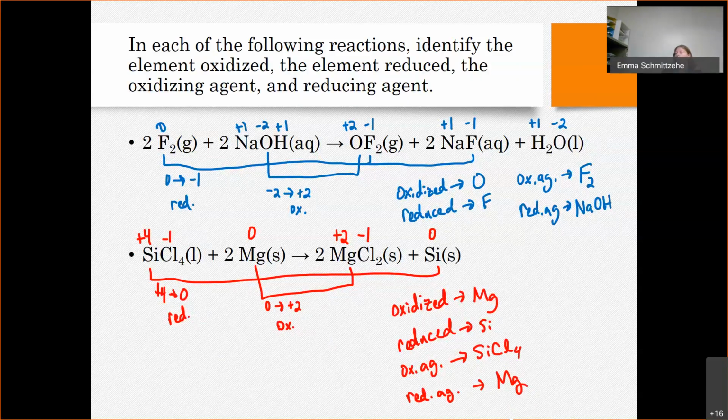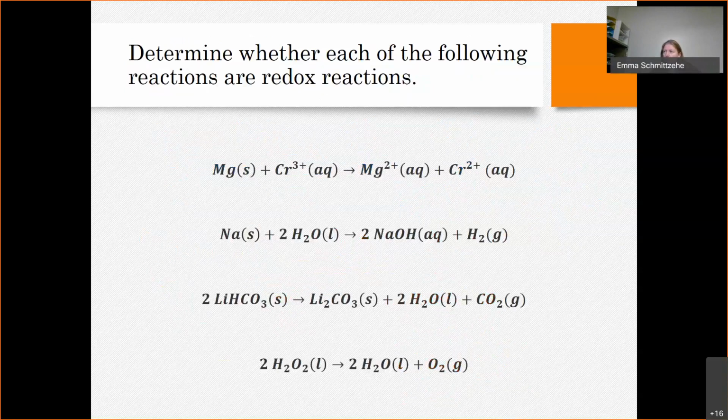Okay, guys. So that is assigning oxidation states and identifying what is happening in these reactions. Now let's look at a few more reactions, but look at this a little bit differently. So here's a set of reactions, and I say determine whether each of the following reactions are redox reactions. This time I'm not telling you it's a redox reaction. I want you to tell me, is it a redox reaction?